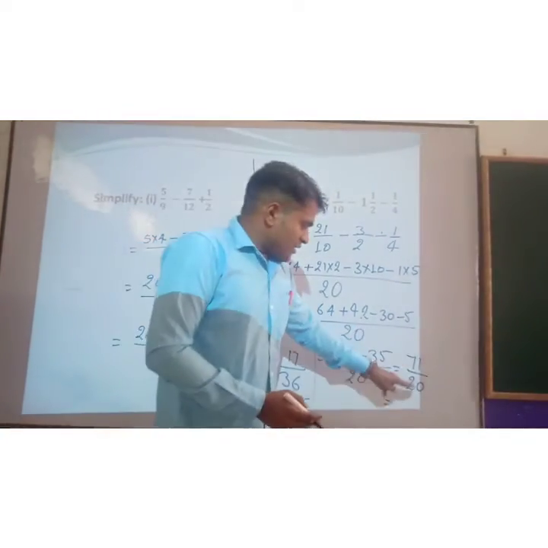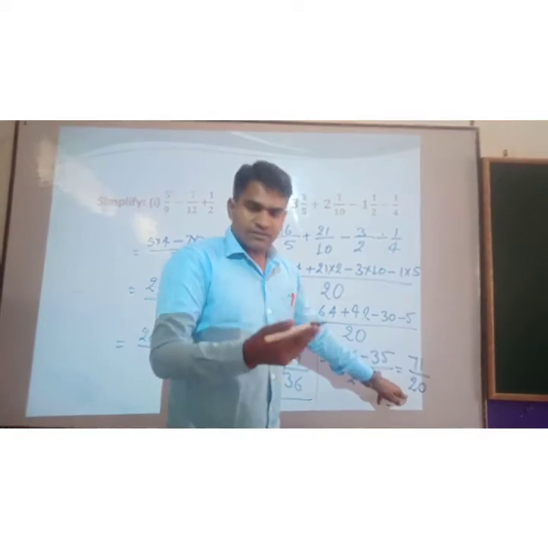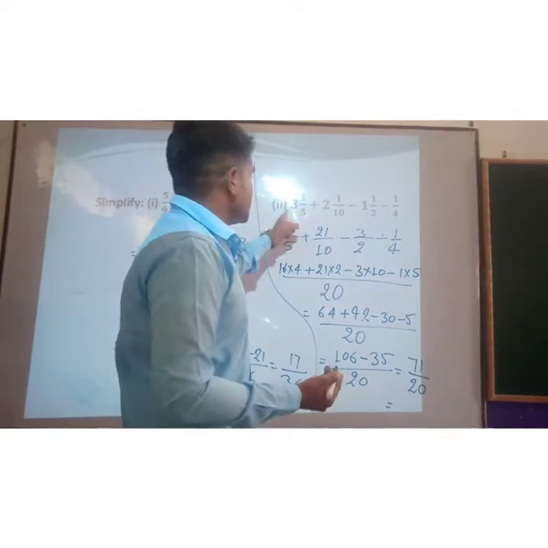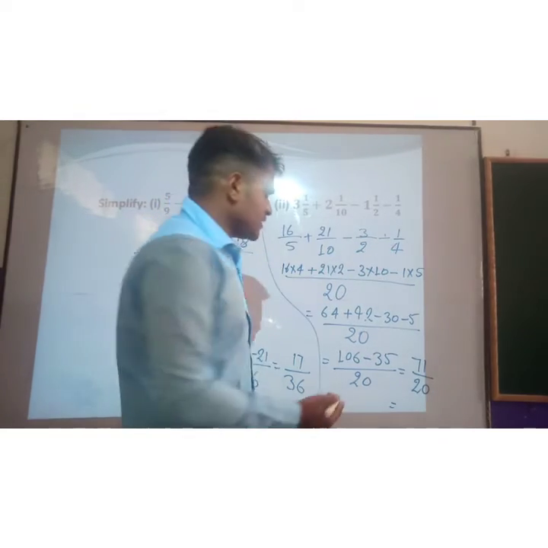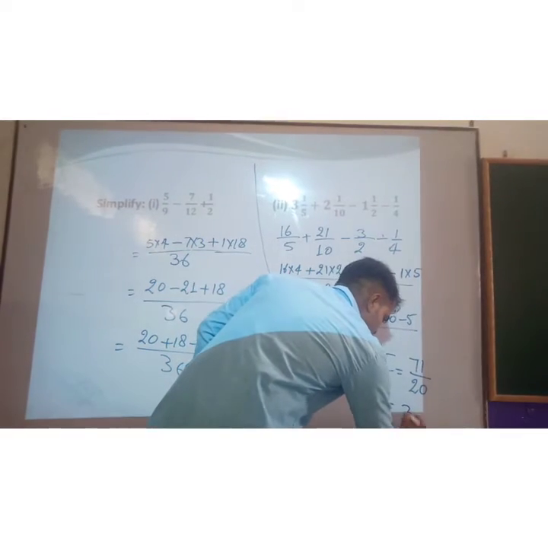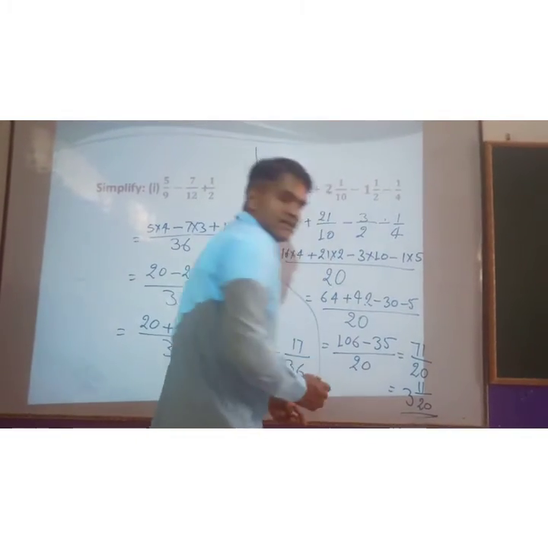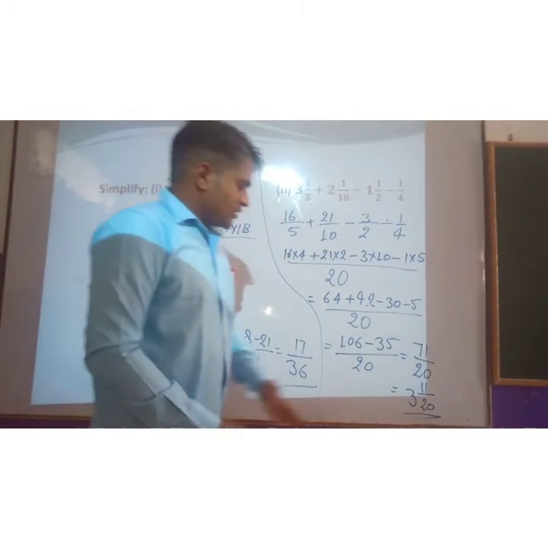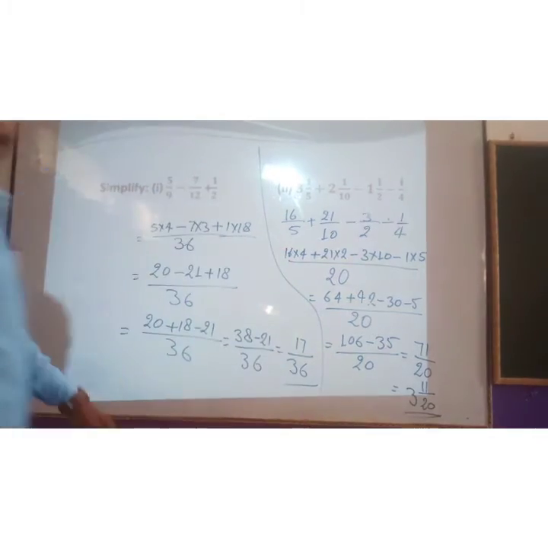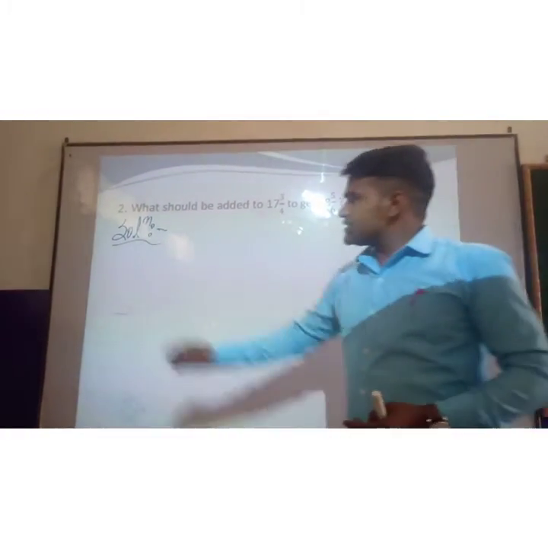So 71 upon 20 is an improper fraction. You can convert it into a mixed fraction because the question is given in mixed fractions. What will you get? 3 complete 11 upon 20 is the answer. Okay, my dear students, let's see the next question.